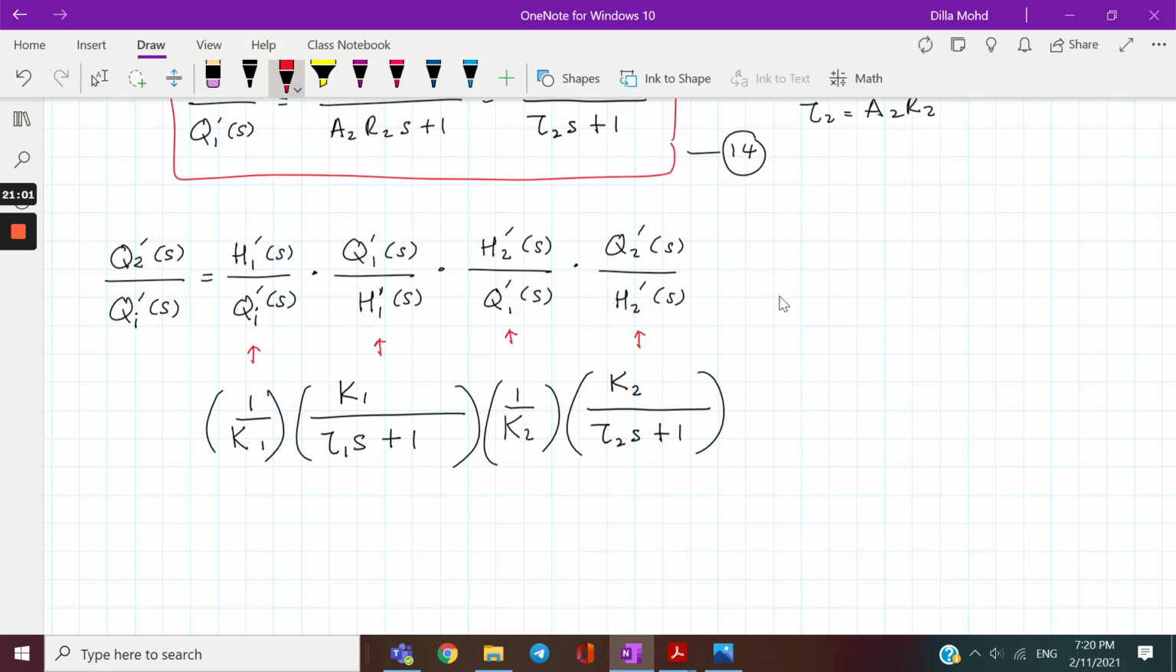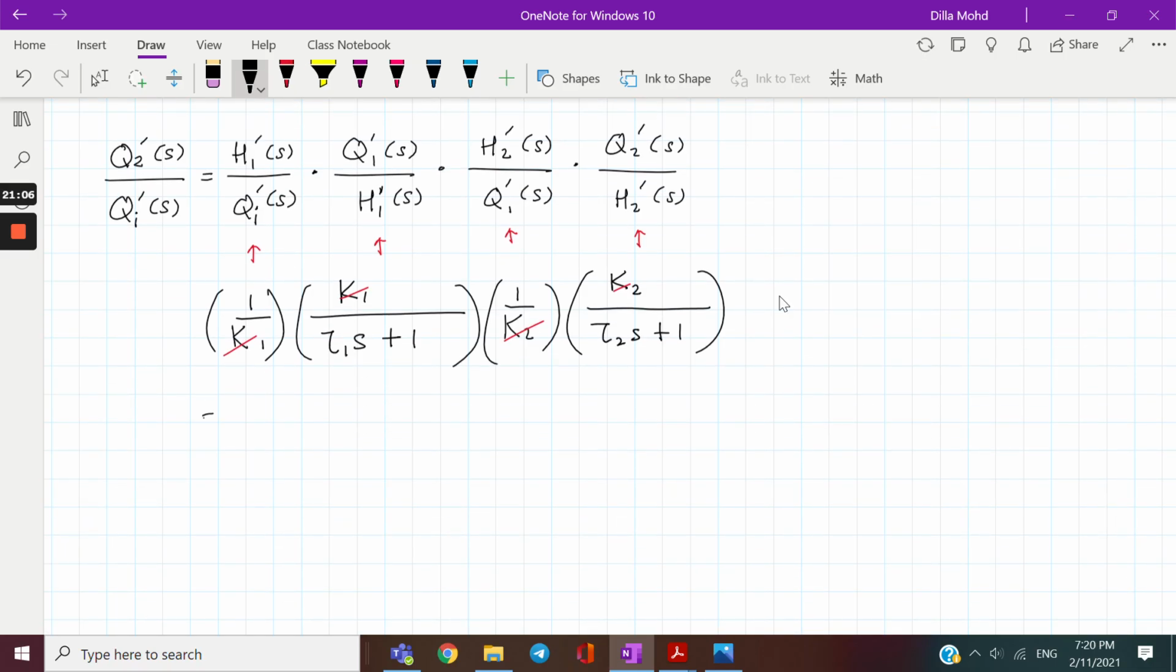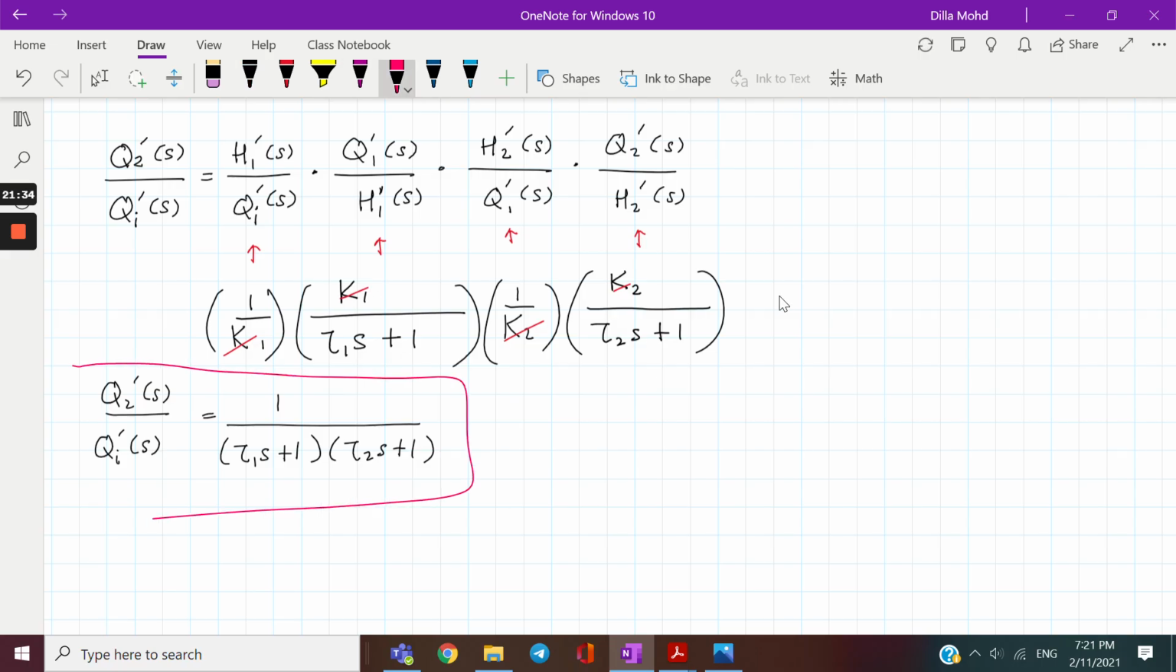So what you can do is you can simplify all of this to give you the final transfer function, which is 1 over (tau1 s plus 1) multiplied by (tau2 s plus 1). Right? So that's your transfer function for Q2 prime, the outflow from tank 2, relating to the inflow of tank 1. So this is your final transfer function.